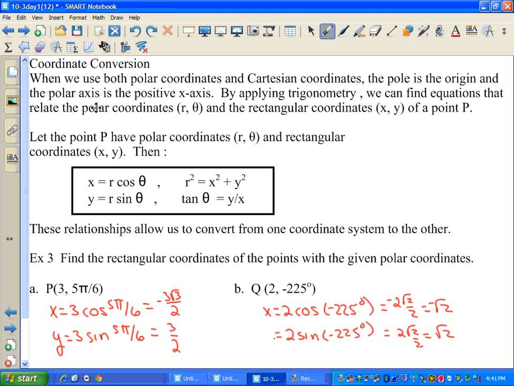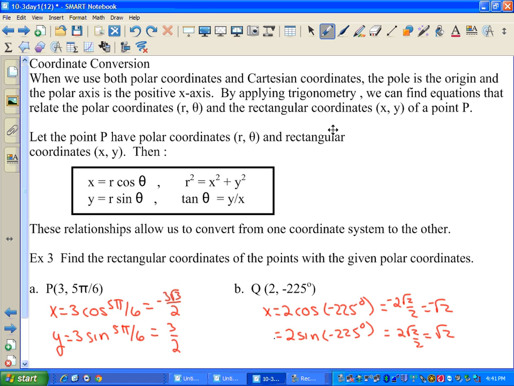Coordinate conversion. When we use both polar coordinates and Cartesian coordinates, the pole is the origin, 0, 0, or in polar it would be 0 and then any angle you want. The polar axis is the positive x-axis. By applying trigonometry, we can find equations that relate the polar coordinates r, theta and the rectangular coordinates x, y of a point P. Let the point P have polar coordinates r, theta and rectangular coordinates x, y.